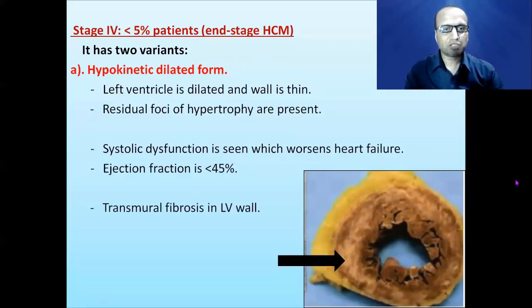There is transmural fibrosis in the left ventricular wall. Myocytes are lost in big numbers, and these lost myocytes are replaced by fibrosis. Here you can see the black arrow is pointing to a whitish area, which represents the areas of fibrosis.